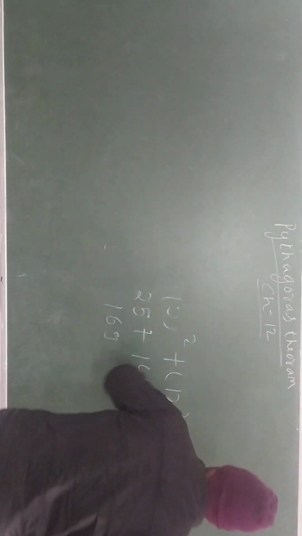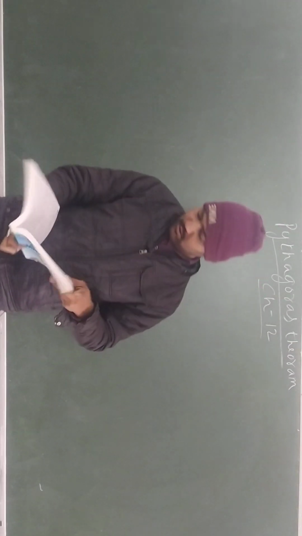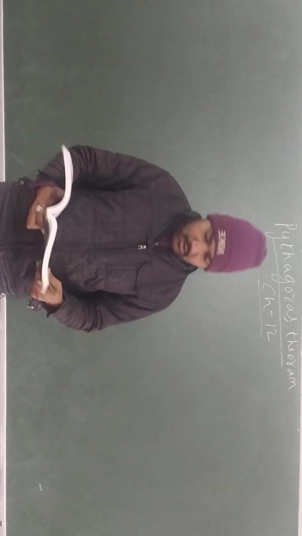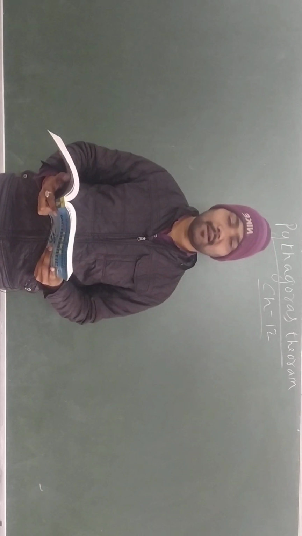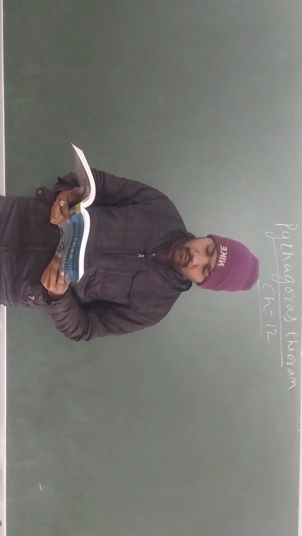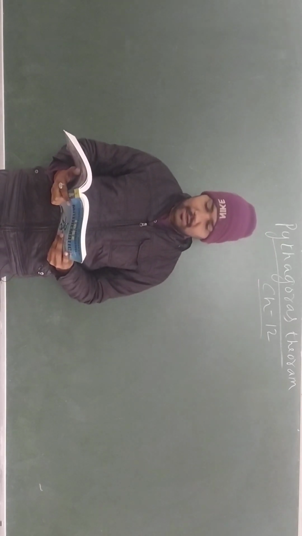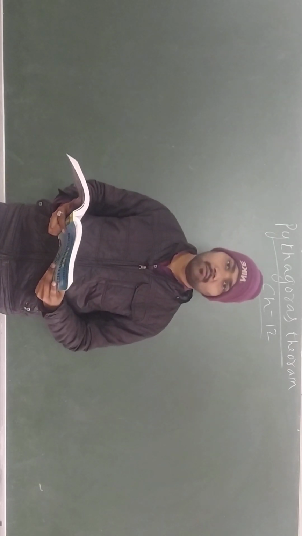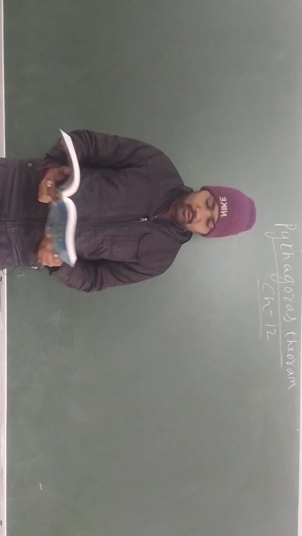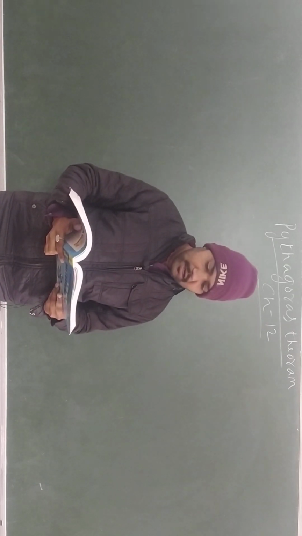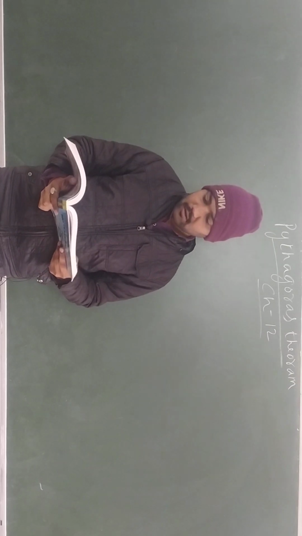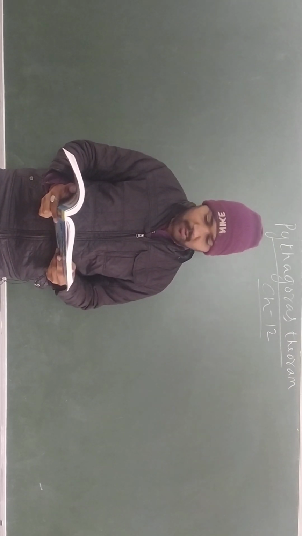Now we will see other questions of this exercise. Now see question number 2. In question number 2, foot of a 10 meter long ladder. There is a ladder. Ladder means सीढ़ी, है ना. Foot of a 10 meter long ladder leaning against a vertical wall. Wall means दीवार, है ना. तो there is a foot of a 10 meter long ladder leaning against a vertical wall, 6 meter away from the base of the wall.